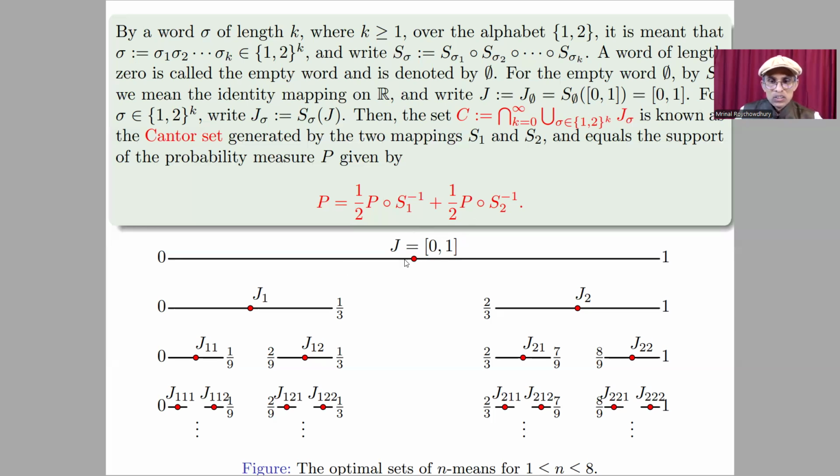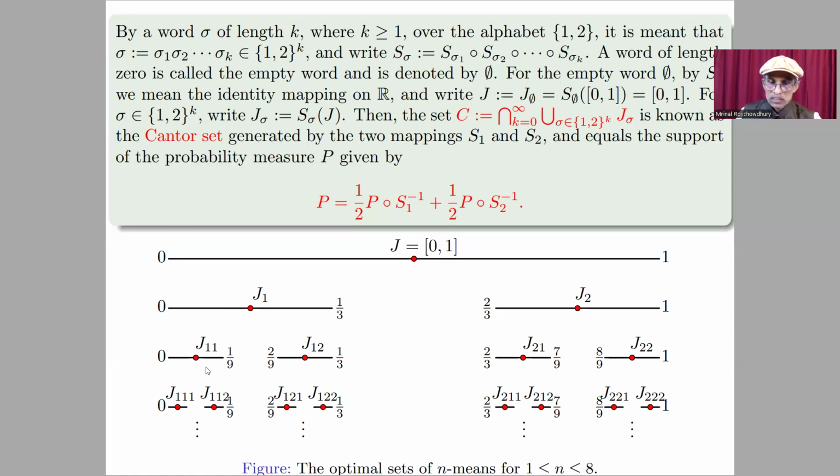Graf and Luschgy showed that the optimal set of one mean is the midpoint. Of course, you can easily guess because it's a uniform distribution, and these basic intervals are of equal lengths in each level. So the optimal set of two means is these 2 points, this midpoint, this midpoint. The optimal set of three means consists of these 3 points: 1, 2, 3, or 1, 2, 3. That means there are 2 different optimal sets of 3 means.